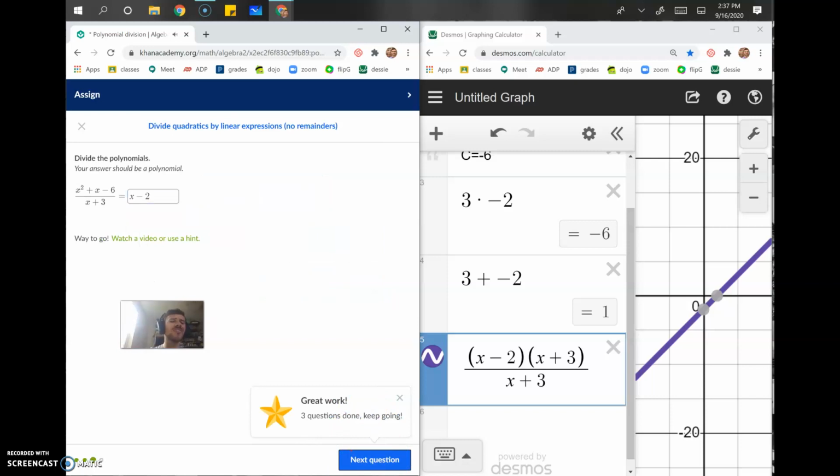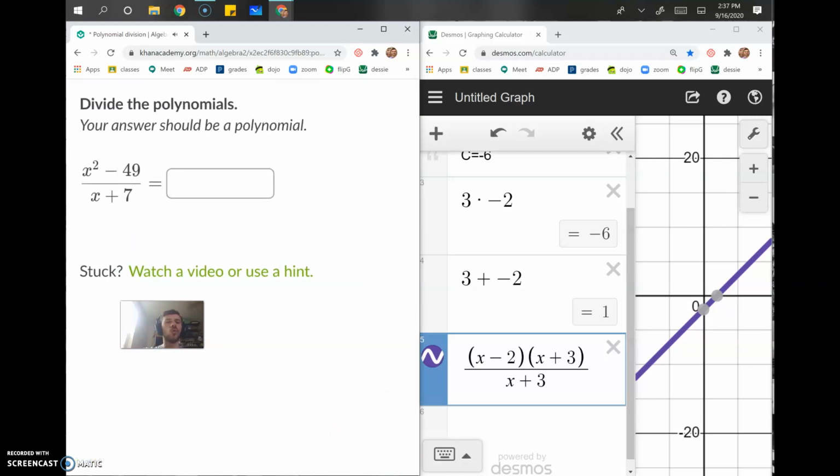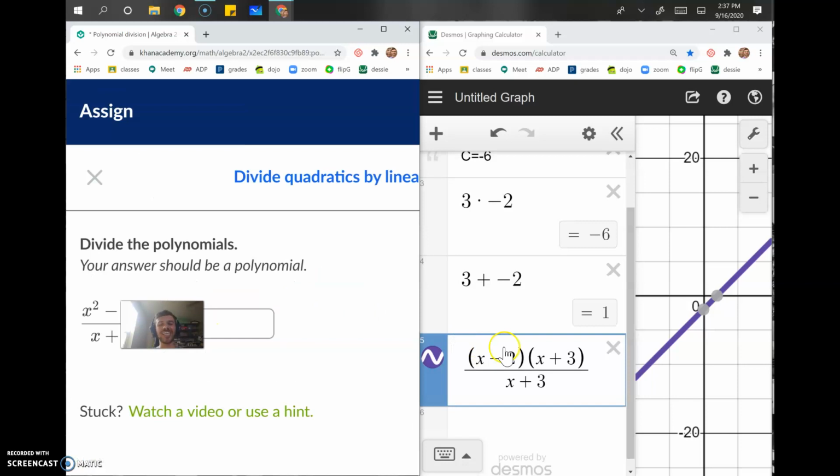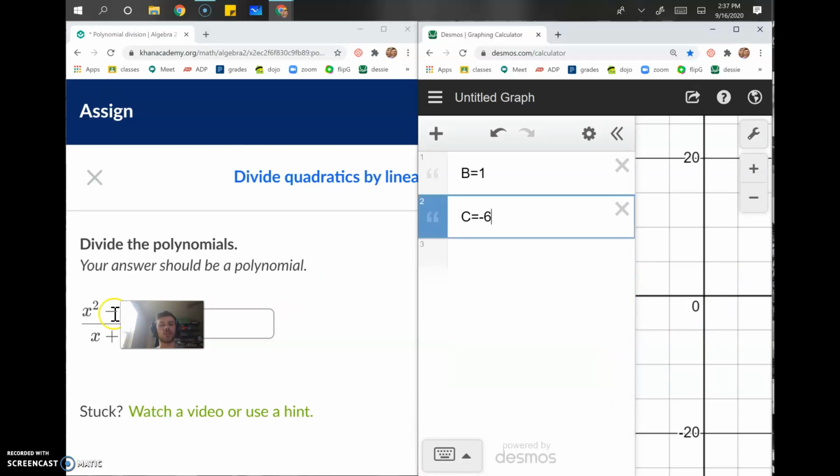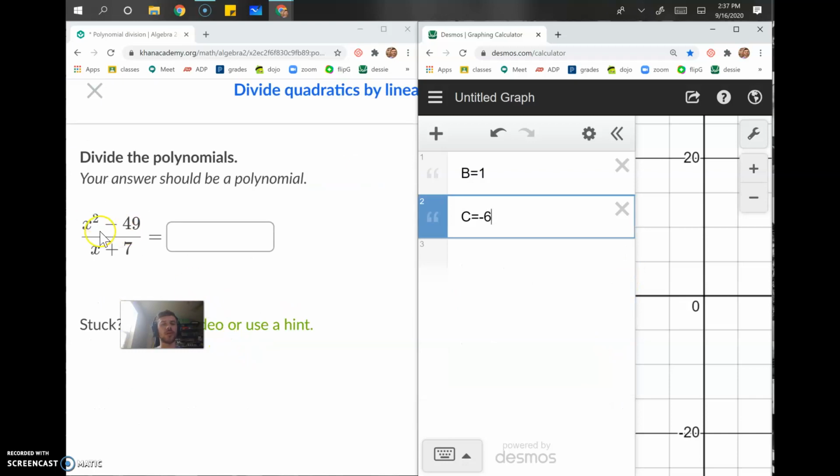Last question of the day. Ooh, tricky. Now, this one looks a little bit different, right? Like, there's only 2 terms. There's only 2 terms. Well, we know that the constant is always c. What's the constant? The number without a variable. What's that number? Negative 49.